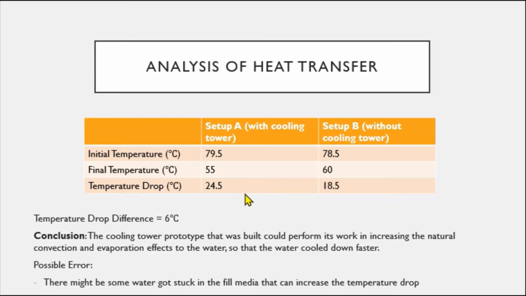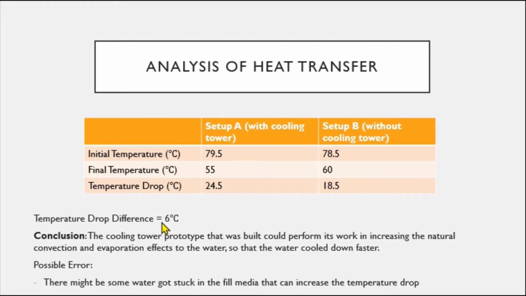And then the temperature drop of the water in setup A is 24.5 degrees Celsius, while in setup B is 18.5 degrees Celsius. And from this value, we can calculate the difference of temperature drop between the water in setup A and setup B is 6 degrees Celsius.